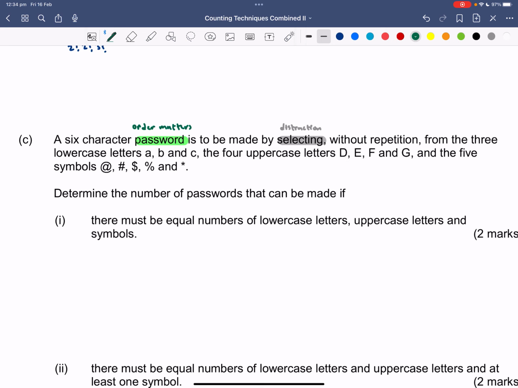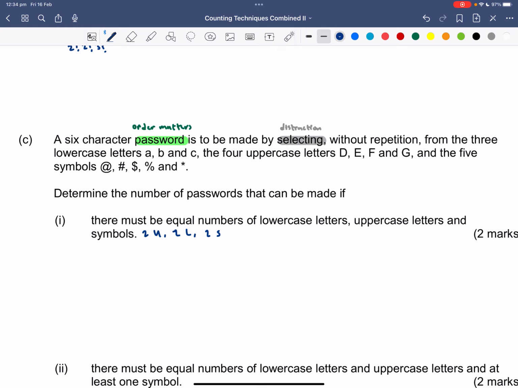Okay, so the password is made from 3 lowercase letters, 4 uppercase letters, and 5 symbols. Determine the number of passwords that can be made, and by the way, it does say without repetition, if there must be an equal number of lowercase letters, uppercase letters, and symbols. Well, it's pretty easy, right? It's a 6-character password. So that means that we need 2 uppercase letters, 2 lowercase letters, and 2 symbols. And like I said, it's a password, so we're going to have to arrange them as well.